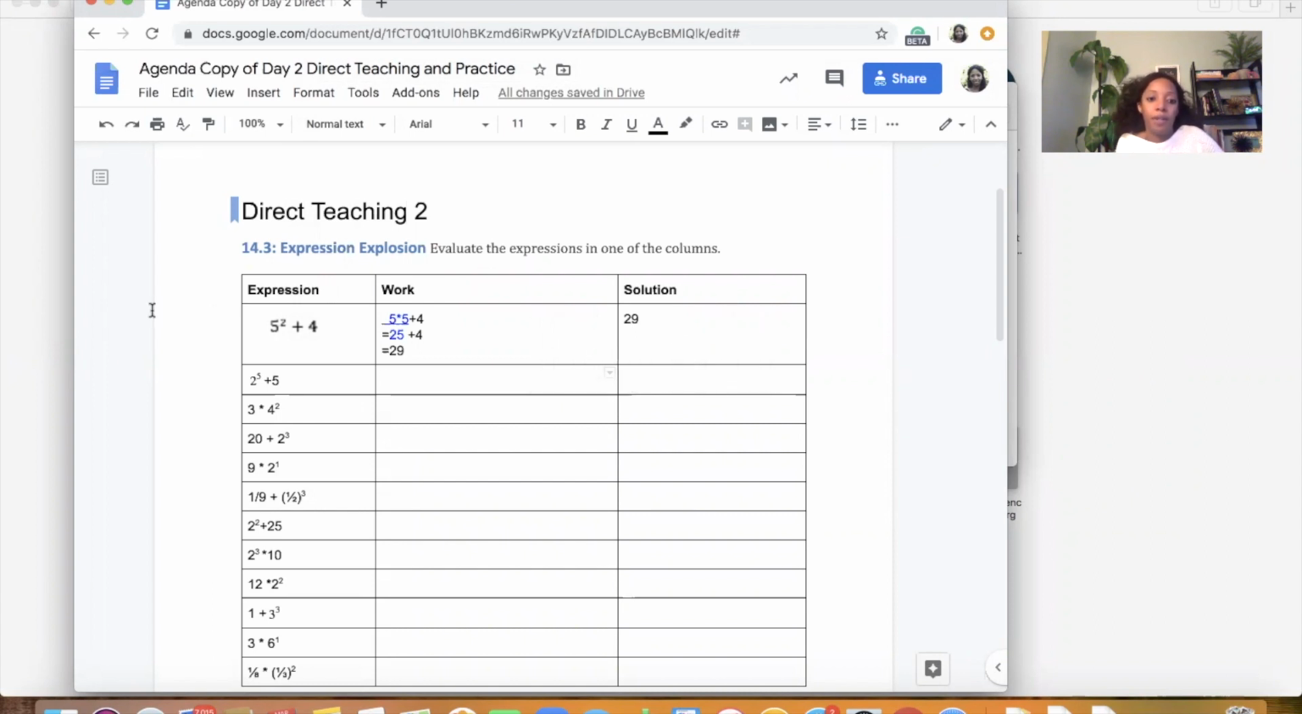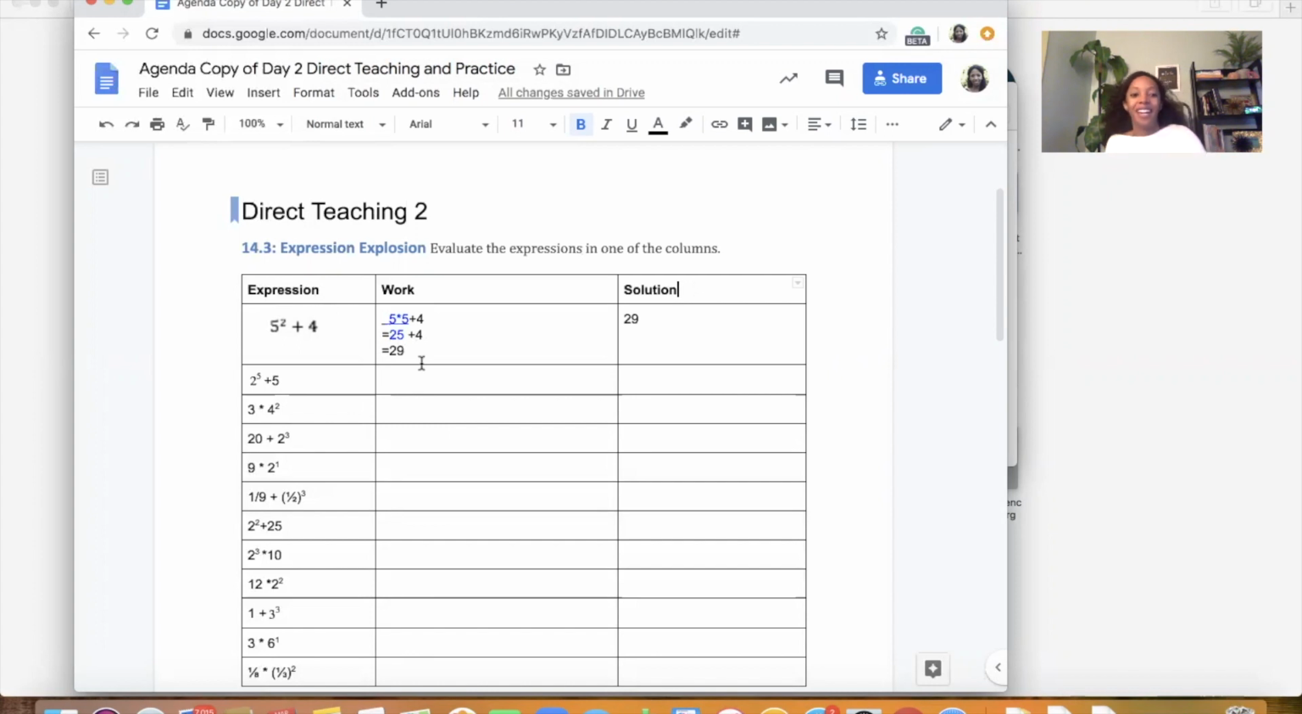The first one's already done for you. It says 5 to the second power, which we can also say 5 squared, plus 4. So as you noticed, we have 5 times 5, because 5 to the second power means that we have 5 multiplied 2 times, plus the 4. Because of order of operations, we need to multiply first. 5 times 5 is 25, and we take that 25 and then add the 4 to it to get a total of 29. So our solution, which is the answer to a problem, is 29.